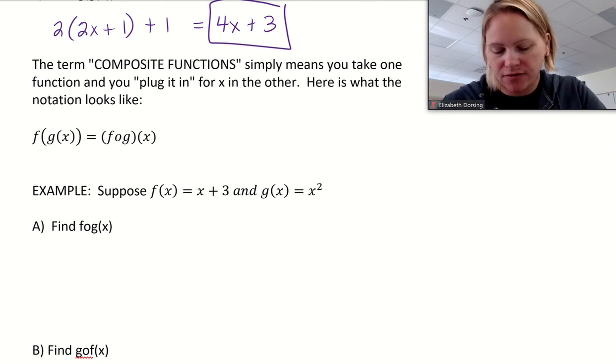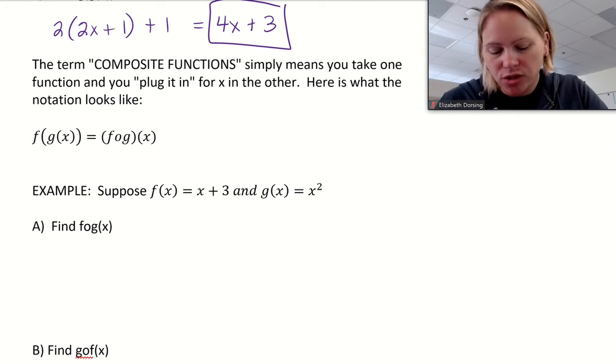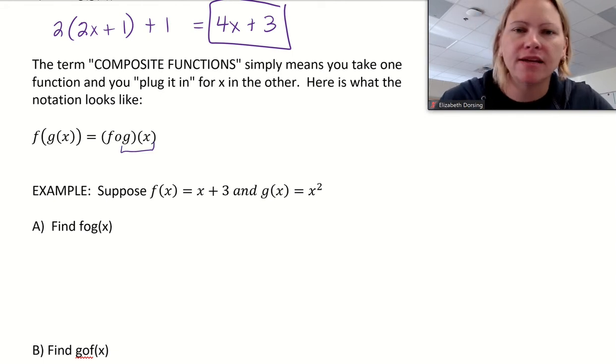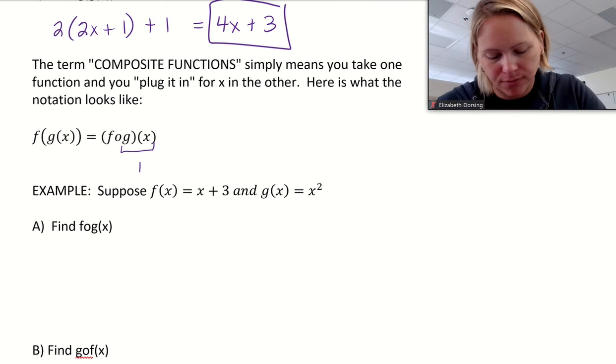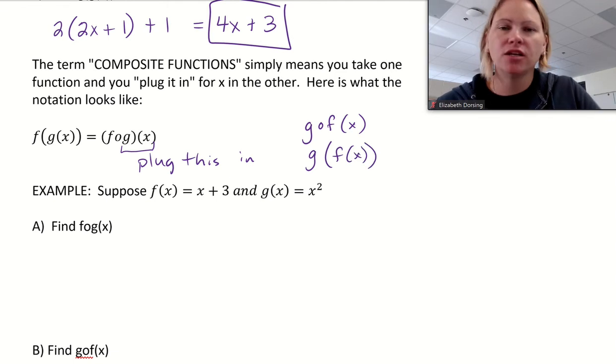And so f of g of x, which is what we saw in our examples above, is often also written like this, f circle g or "fog." I say "fog" all the time. But what you need to remember is that whatever comes second, that's what gets plugged in. So if you ever see g circle f of x, that just means find g of f of x. You're going to plug the f function into the g function.